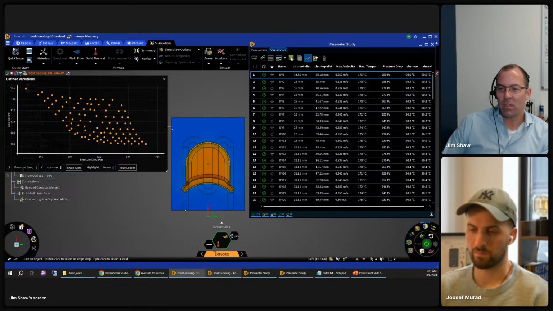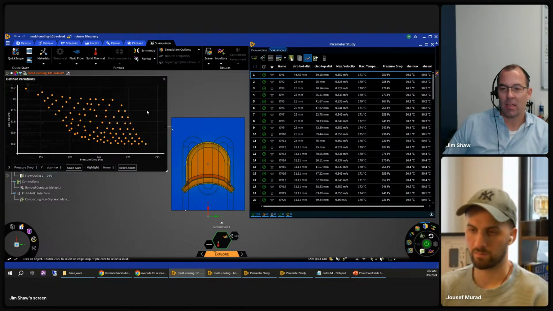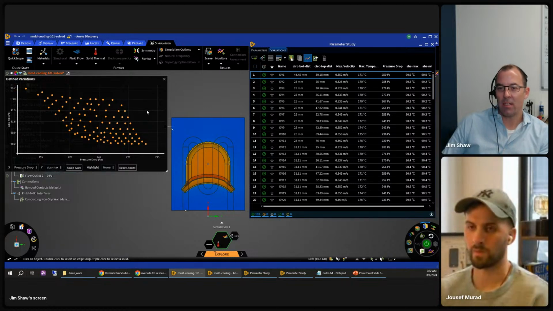So all I have to do is match one of these dots. One of these dots has to match a test. I only have to do one test. At some point, I've got to build the mold. At some point, I'm going to put a thermocouple on it. At some point, I'm actually going to make this thing happen, right? I only need to match that one, and I get 99 other data sets to train an AI.